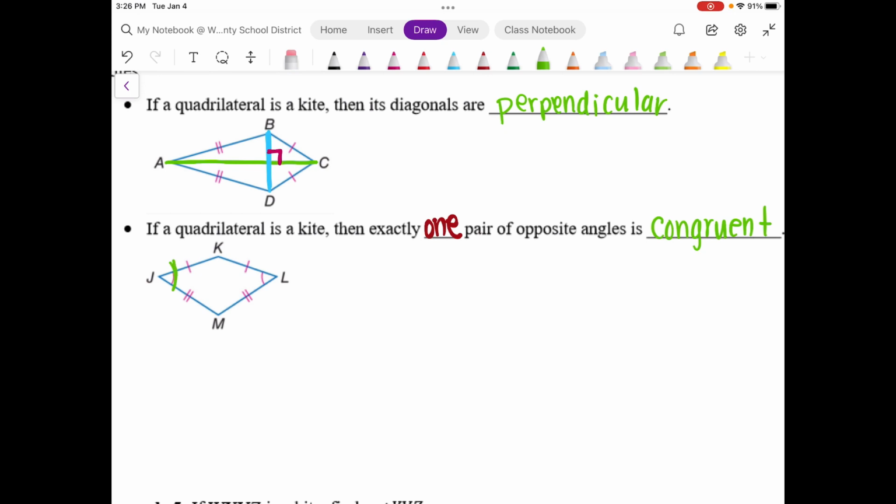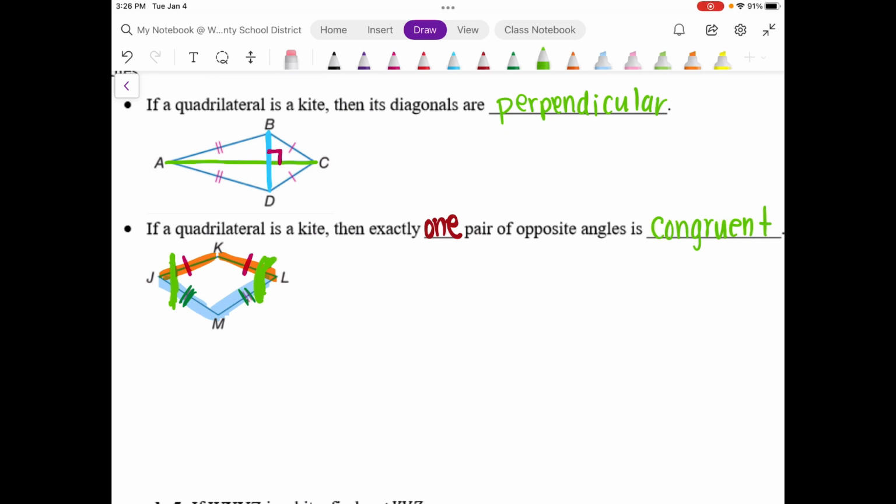In this case, J and L are our only pair of angles that are congruent. Now, the sides don't necessarily all have to be congruent. In this case, notice how JK and KL are congruent, but then JM is congruent to ML. So think about the congruent angle being sandwiched between the pairs of congruent sides. Again, this side is congruent to this side, and this side is congruent to this side. So our congruent angles are sandwiched between that, okay?